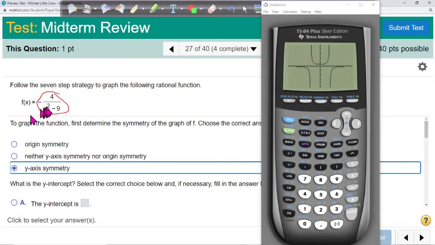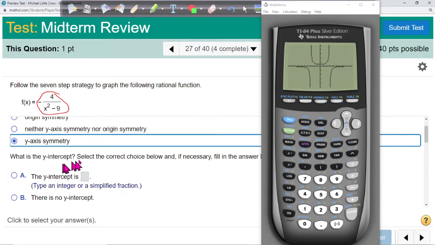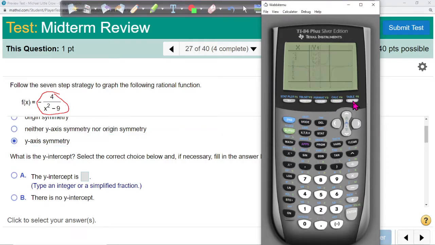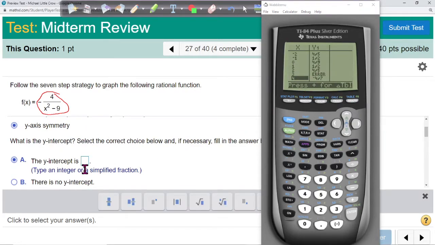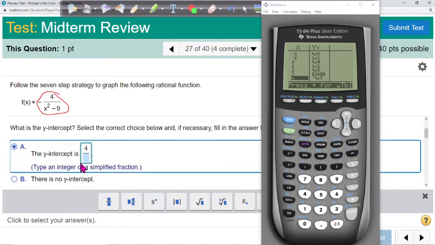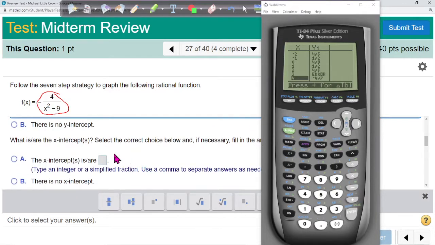You could also do it by looking at all this stuff. What is the y-intercept? Well, the y-intercept is when x is 0. So you plug in 0, it's going to be negative 4 over negative 9, which is positive 4/9. And we see it right there. And when we go to our table, we see when x is 0, we get 4/9. Okay, that's cool. What are the x-intercepts? Well, there are none. There's no place where y equals 0.